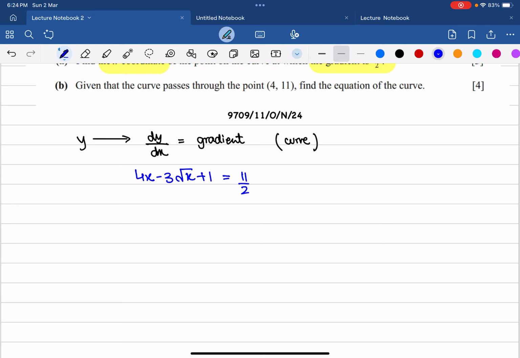Now you can simplify this. How are you going to simplify it? I'm going to multiply 2 with the other side. Okay? This turns out to be 8x minus 3 under root x plus 2 equal to 11. Now I'll take 11 to the other side. So this is going to be 8x minus 3 under root x minus 9 equals 0.